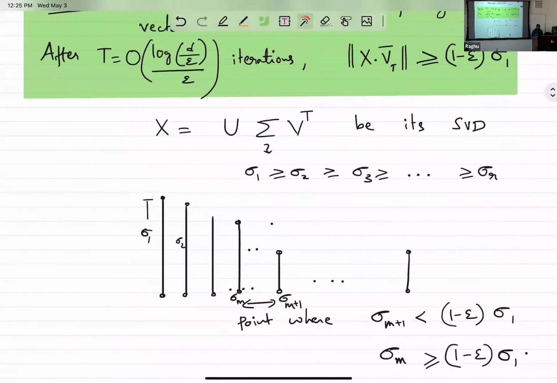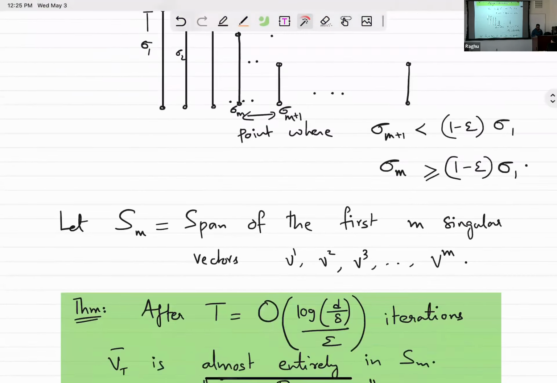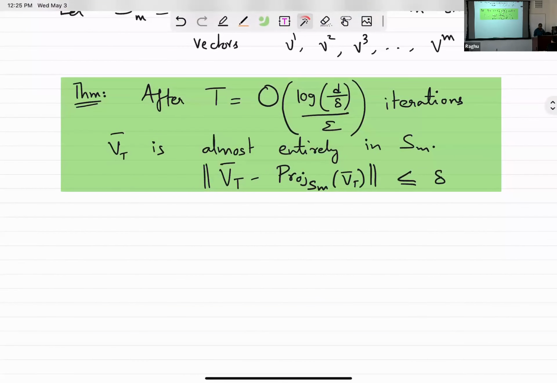And now everything more or less works out. After so many iterations, with high probability over the randomness, this is okay. And more precisely, what we will show is the following.